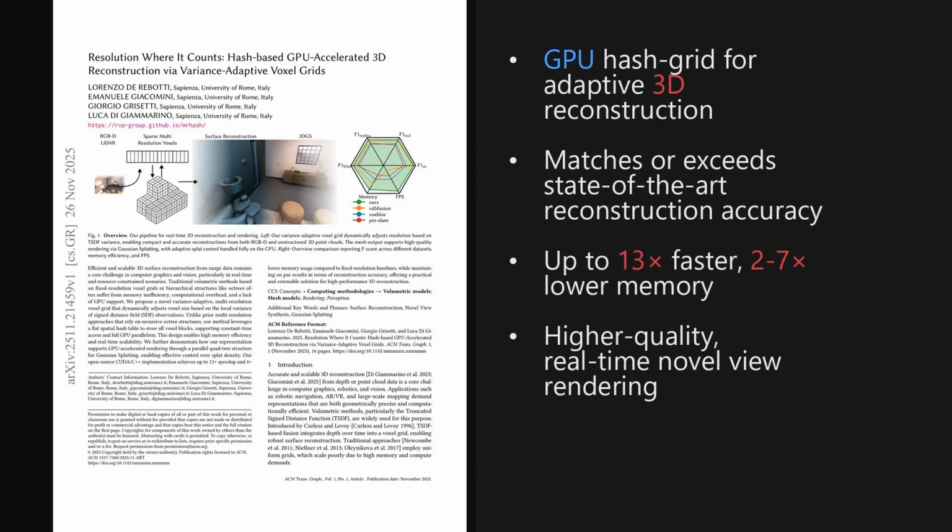This paper introduces MrHash, a graphics processing unit native, variance adaptive, multi-resolution voxel grid that delivers up to 13 times speed up and up to 4 times lower memory usage than fixed resolution baselines, while keeping 3D reconstruction accuracy on par with state-of-the-art methods. The paper is titled Resolution Where It Counts, Hash-Based GPU-Accelerated 3D Reconstruction via Variance Adaptive Voxel Grids. And as we will see later, the combination of adaptive resolution and fully parallel rendering has striking implications for real-time 3D mapping and view synthesis.